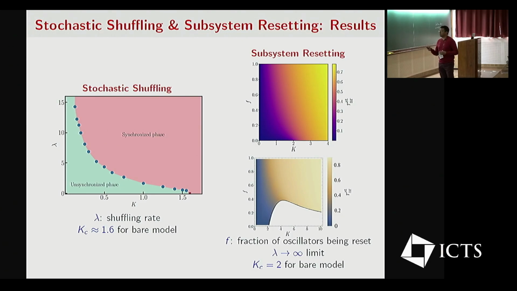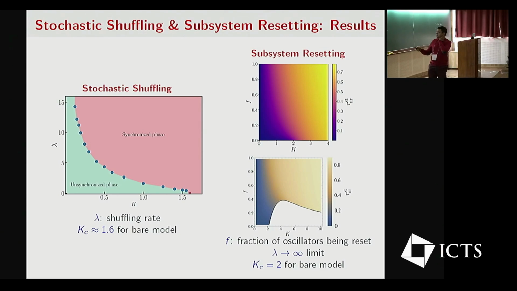And this is again the phase diagram. So here K is the critical coupling, and what is F? F is the fraction of the total number of oscillators that constitute my system that I am resetting. That is the subsystem which is subject to resetting. And the color coding gives you an idea of how strongly the system is synchronized. This is for two particular situations.